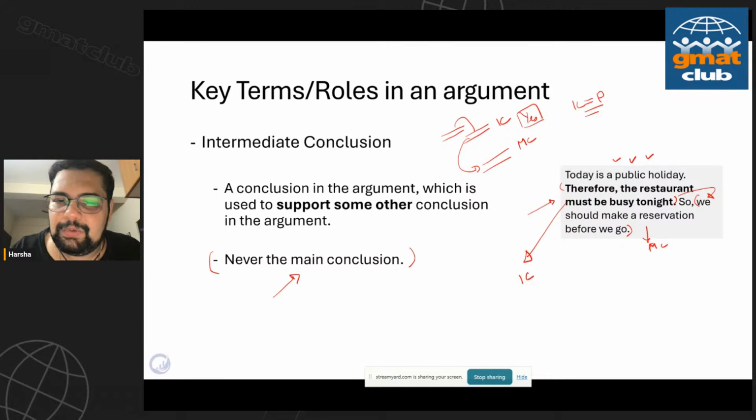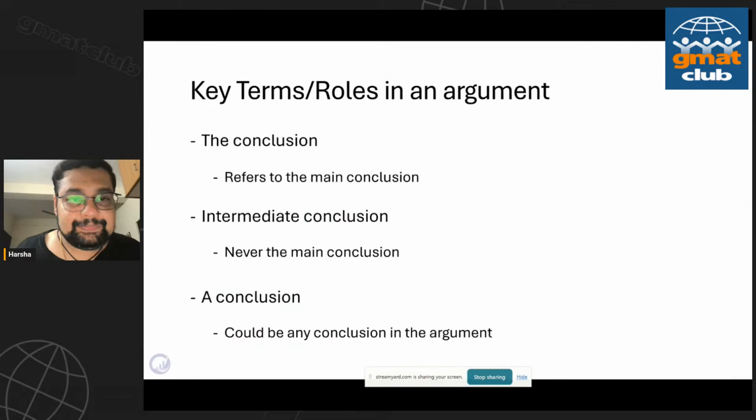In bold is what we call an intermediate conclusion. This intermediate conclusion serves as a premise for the final conclusion. It is a premise in the argument. So I hope this clarifies some of these other key terms.